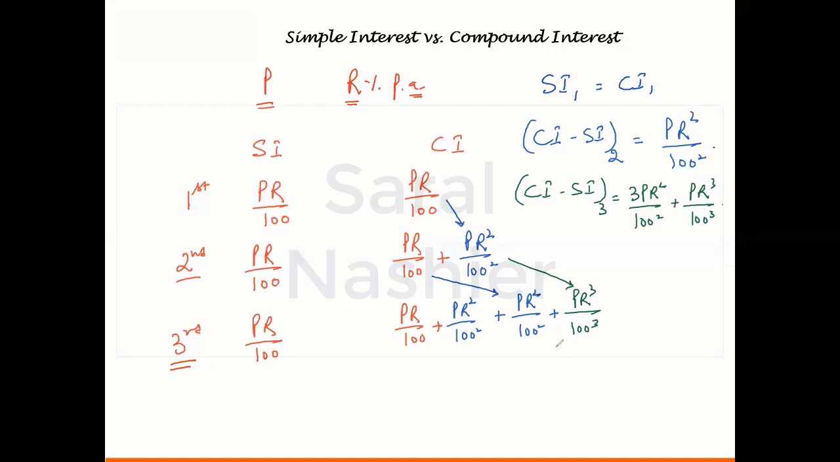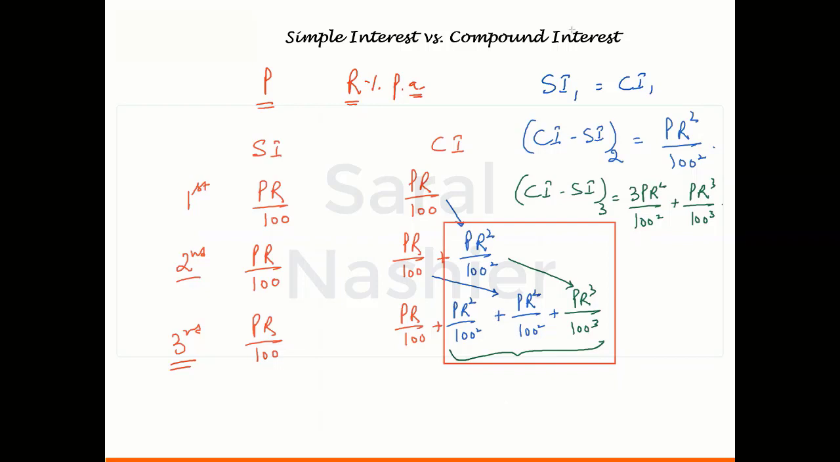Keep one thing in mind, there is a common mistake, as I've told you before as well. When I say compound interest and simple interest, the difference for 3 years, this is the difference only for the third year. When I talk about the difference for 3 years, the difference for 3 years would be this whole amount. This complete thing would be the difference for 3 years.